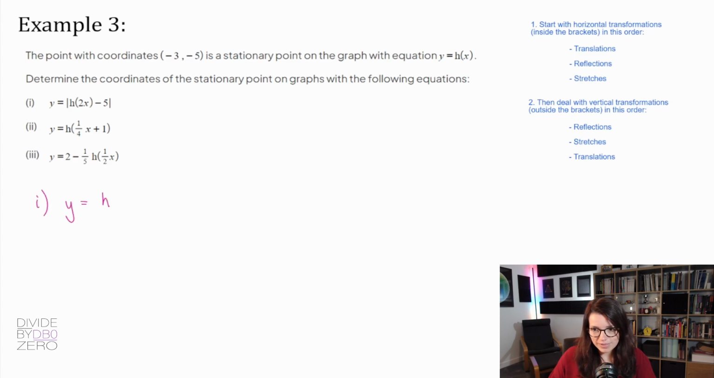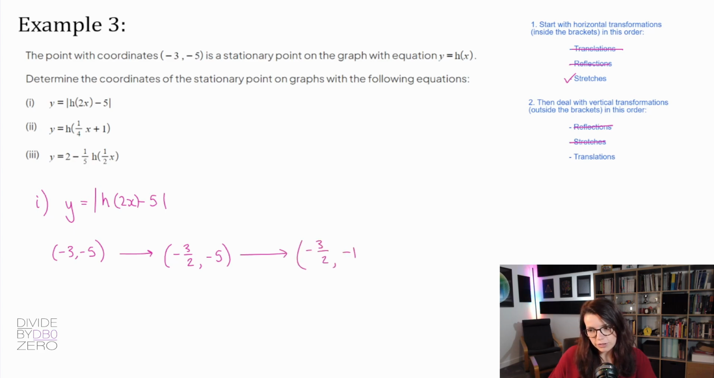We've got y equals h, 2 of x minus 5, and all of that is within the modulus. If we start with -3, -5, and then use our checklist to help, so no horizontal translations, no horizontal reflections. We do have a horizontal stretch, so that 2, again, is going to squash the graph by a scale factor of 2 horizontally. So that means the coordinates are going to become -3/2, -5. And that deals with that. No vertical reflection or stretching. We do have a vertical translation though.